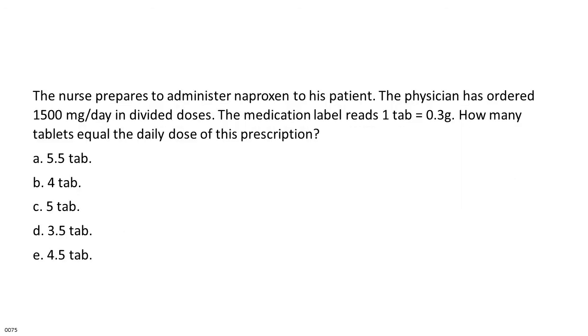The nurse prepares to administer naproxen to his patient. The physician has ordered 1500 milligrams per day in divided doses. The medication label reads 1 tab equals 0.3 grams. How many tablets equal the daily dose of this prescription? A. 5.5 tab. B. 4 tab. C. 5 tab. D. 3.5 tab. E. 4.5 tab.